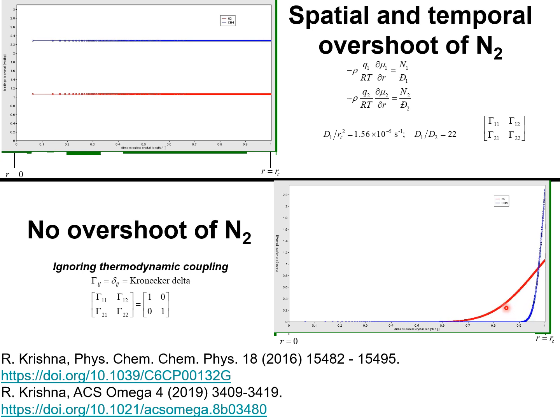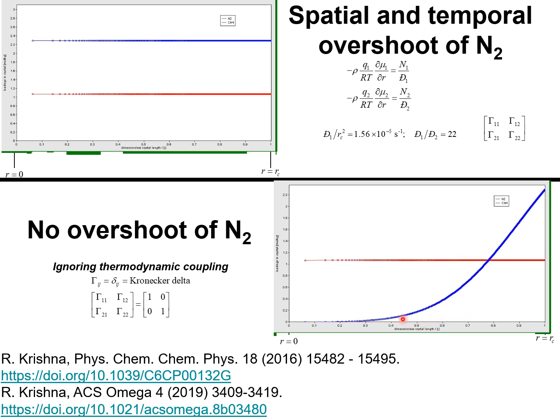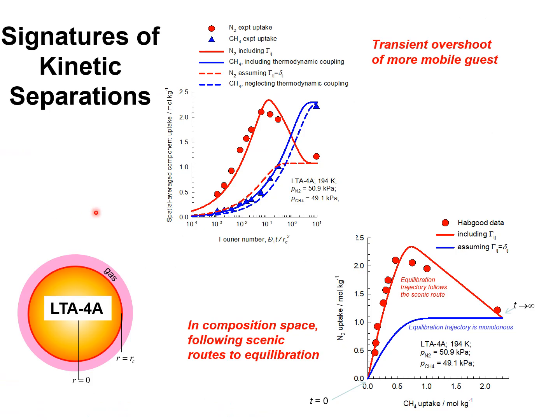Nitrogen penetrates faster into these central regions, but you will note that no overshoot has been experienced so far by nitrogen. Methane is tardier in its uptake and takes a significantly longer time to reach equilibrium. But by determining the spatial average of the component loadings as presented in the foregoing slide, we can determine the spatially averaged component uptakes for components 1 and 2, nitrogen and methane.